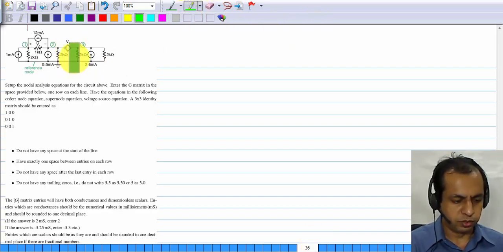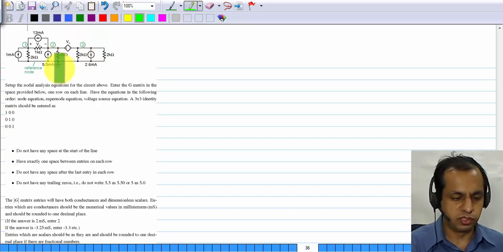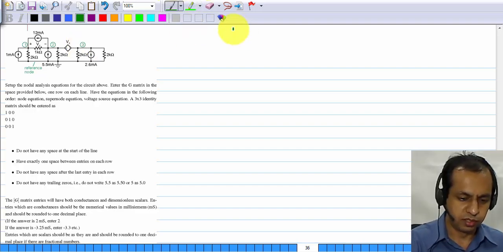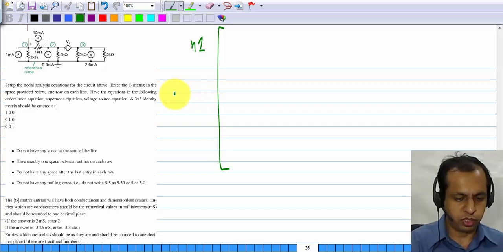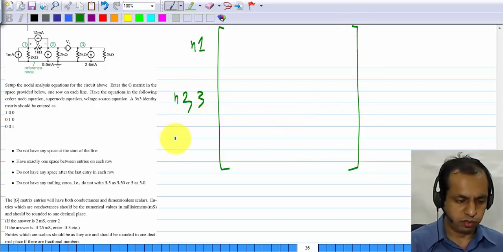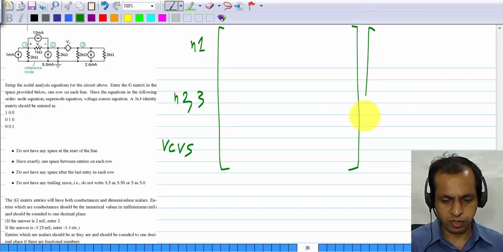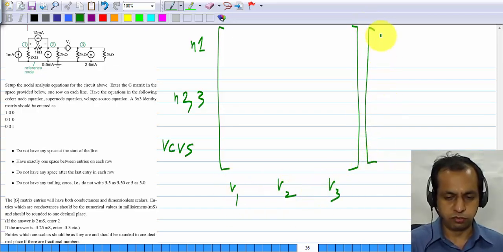And here in this case, we have a voltage controlled voltage source. This is not an independent voltage source, but a voltage controlled voltage source. But again, the same procedure. The first row will correspond to node 1, the second one to the super node of node 2 and 3, and the third one will be the voltage source equation. That is, in this case, it's the voltage controlled voltage source. Okay. And first column, second column and third column are coefficients of V1, V2, V3 respectively.